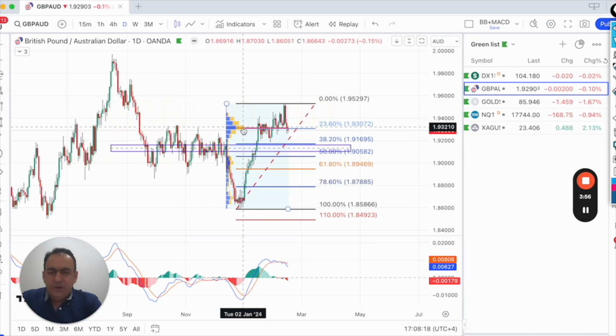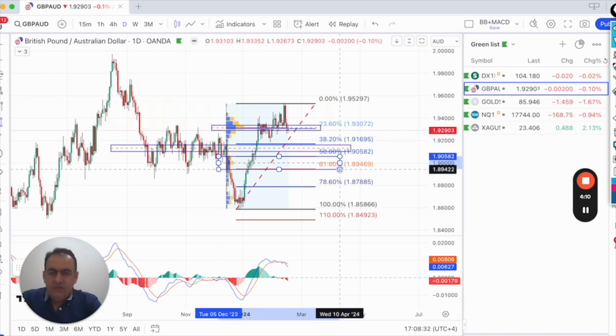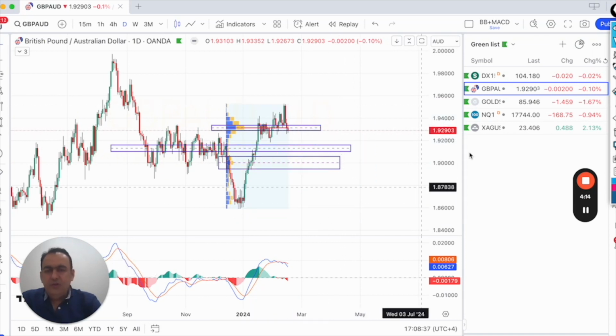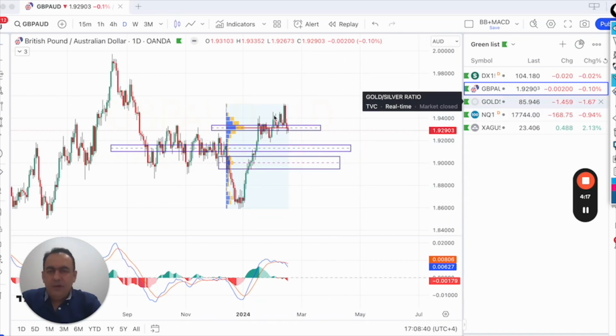So one zone is here at the moment, and this is a high volume zone, and then the next high volume zone would be around 50 to 61.8. So this is the plan. So in the short run, I'm expecting pound AUD to correct towards the 61.8 or 50% and then continue in the bullish direction. Now let's move to the lower time frame.